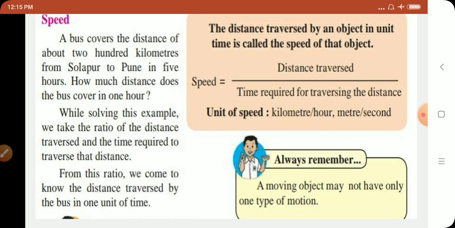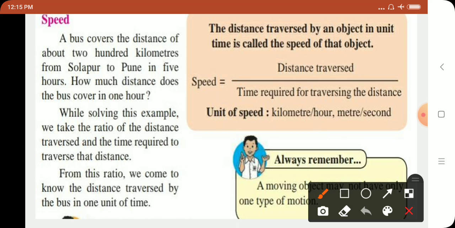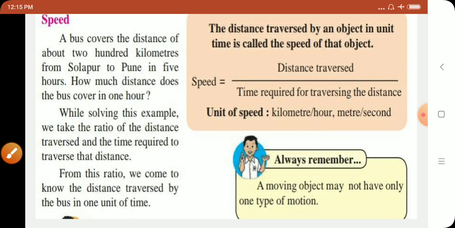See here, you have to learn this formula by heart. Speed is equal to distance traversed divided by time required for traversing the distance. You have to remember. A moving object may not have only one type of motion.